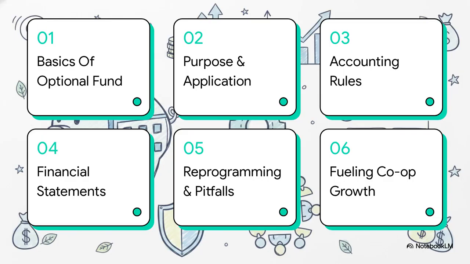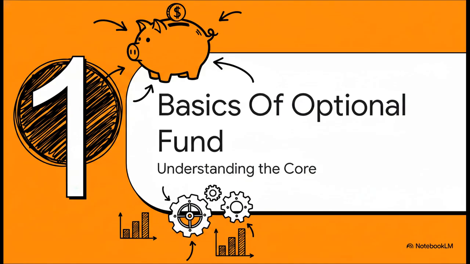To really get a grip on the optional fund, we're going to walk through 6 quick steps. First, the basics, then purpose and application, the accounting rules life cycle, financial statements, reprogramming and pitfalls, and finally, fueling cooperative growth. Let's jump right in. Starting off with Section 1, the basics of the optional fund.